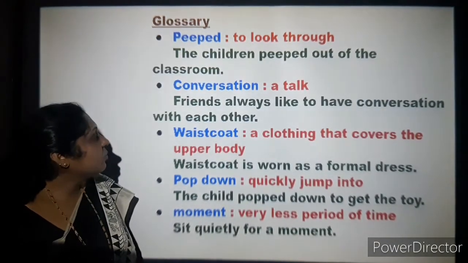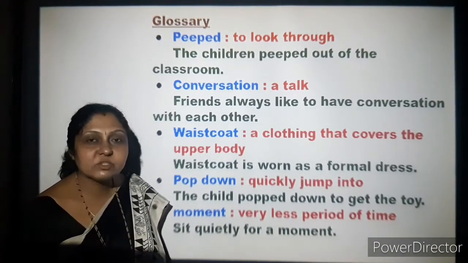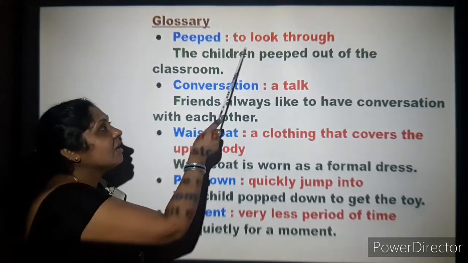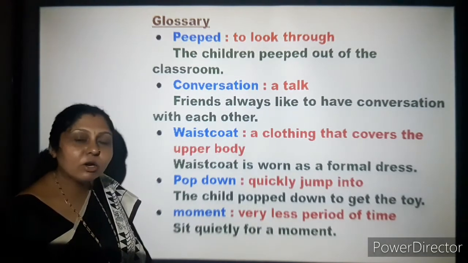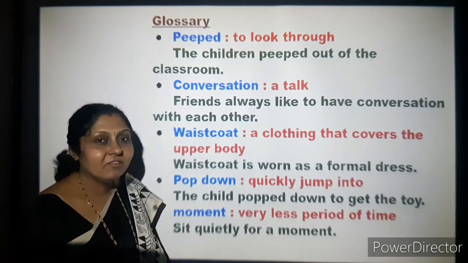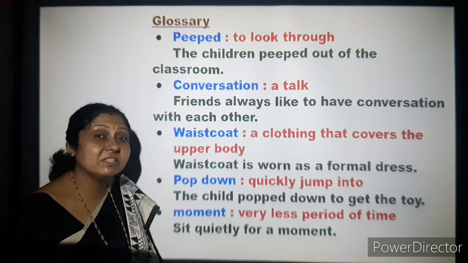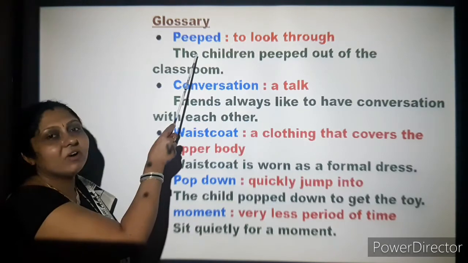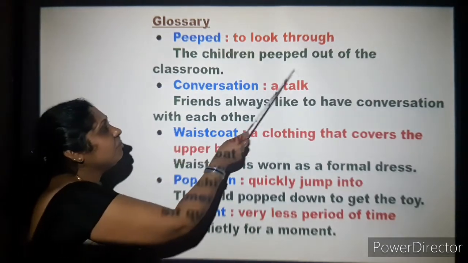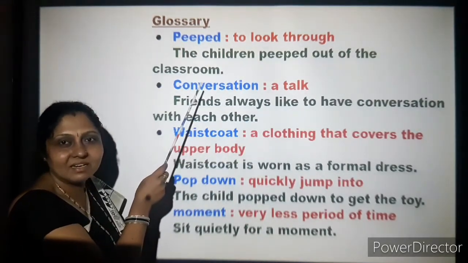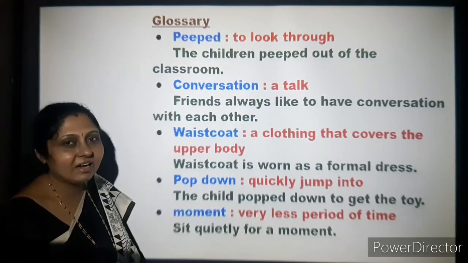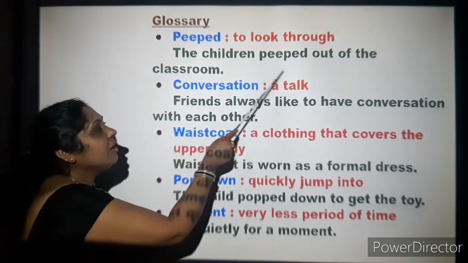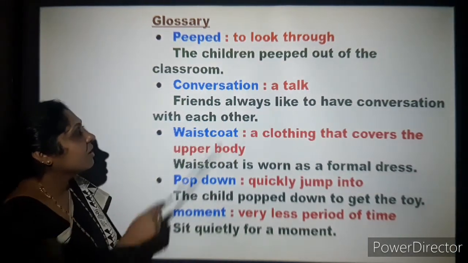These are the few words regarding the first few paragraphs. Peeped. The meaning is to look through. When you are in the class, when the teacher is busy with their work, you start peeping out of the window, isn't it? It's the same word, peeped. The children peeped out of the classroom. I have taken the same sentence because you have experience of that and you will understand the meaning.